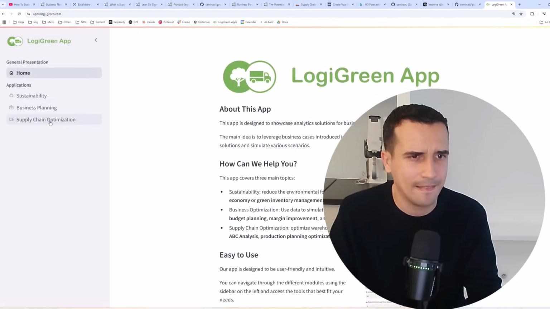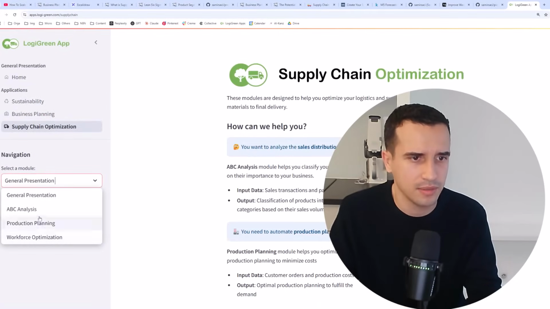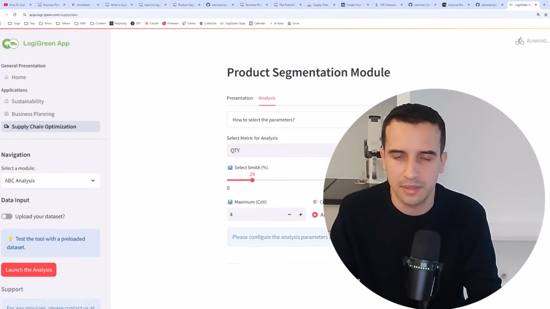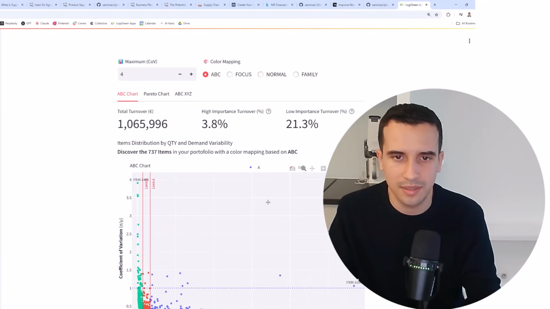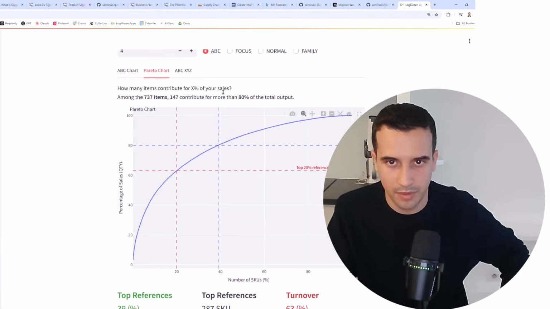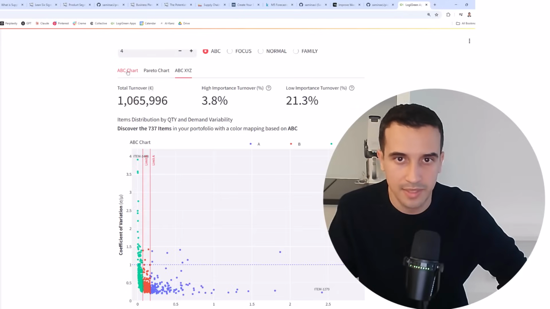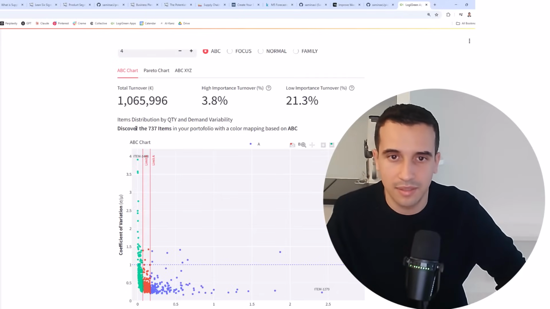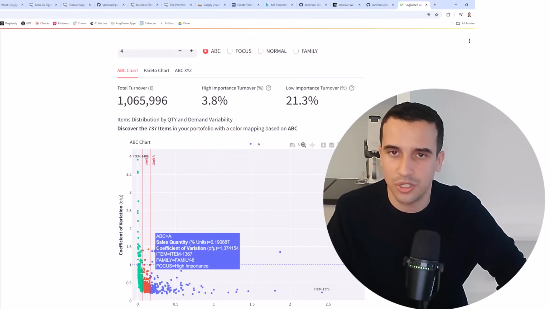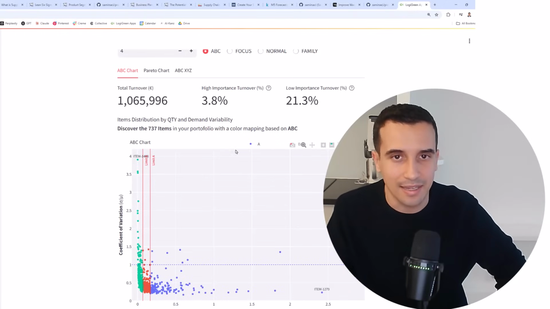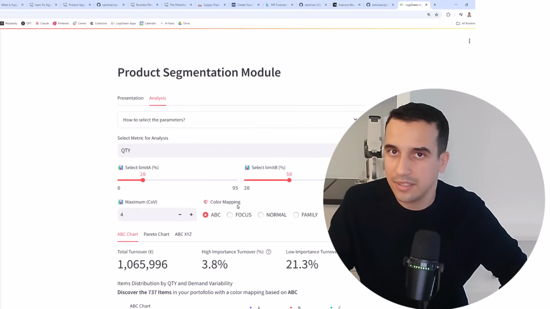apps.logicgreen.com. I think if you go to supply chain optimization, ABC analysis here, you will see this ABC chart that you saw in the article, a Pareto chart, an ABC XYZ. And it's pretty obvious what I did here. I just copied and pasted the code that I generated for this article. I added insights. I added parameters. This is where I bring some added value.